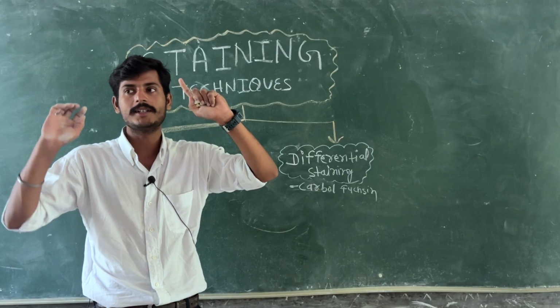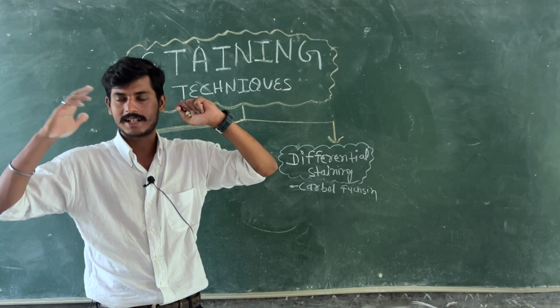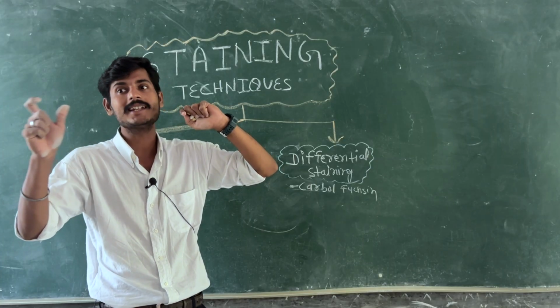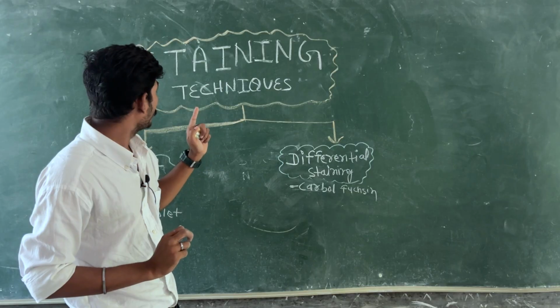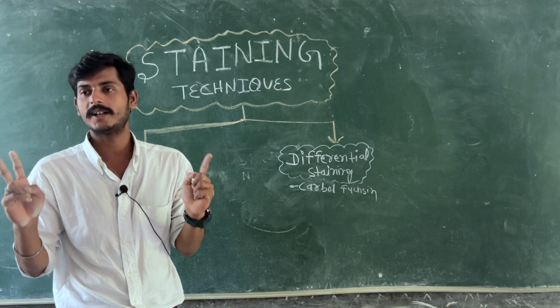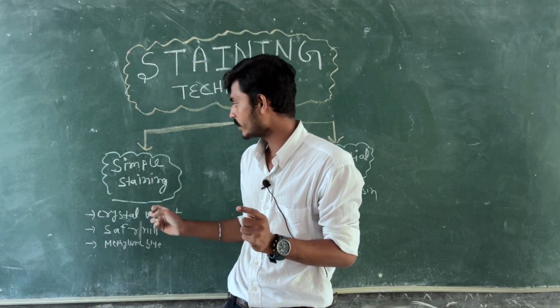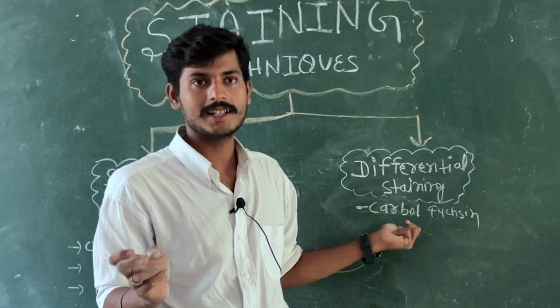One technique we already discussed, that is called the gram positive and gram negative, basically the gram staining technique. So if we're talking about the staining techniques, then it can be divided into two groups. The first one is called simple staining. Another one is called differential staining.